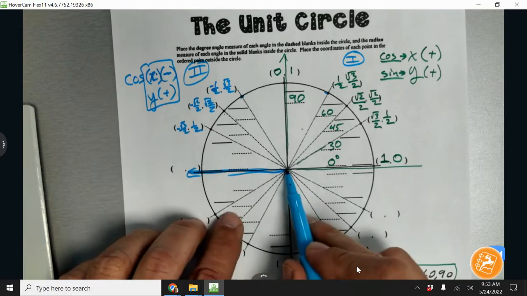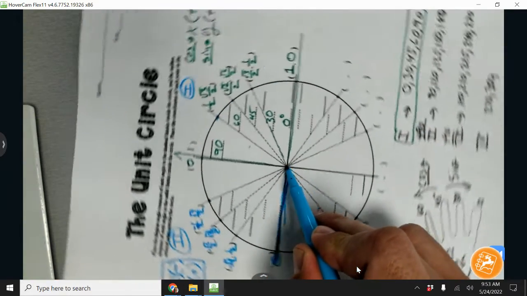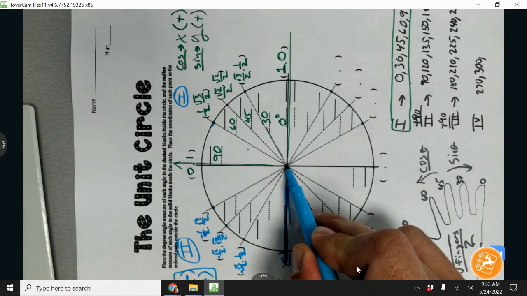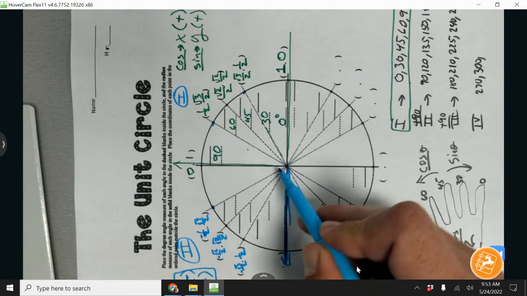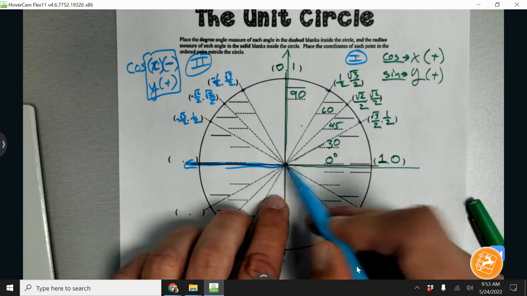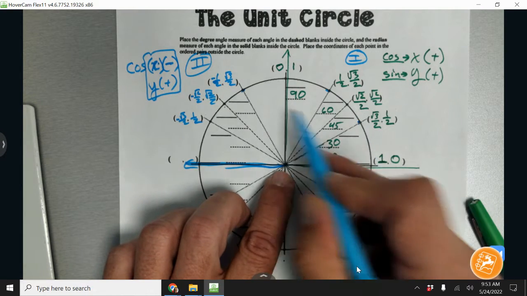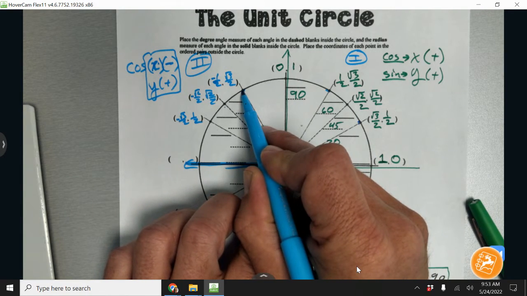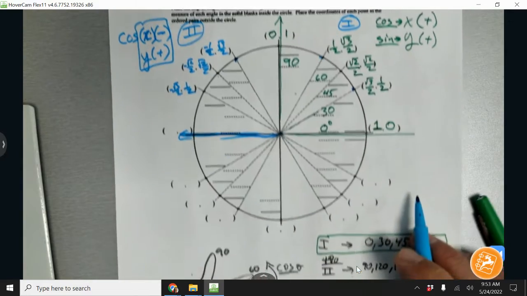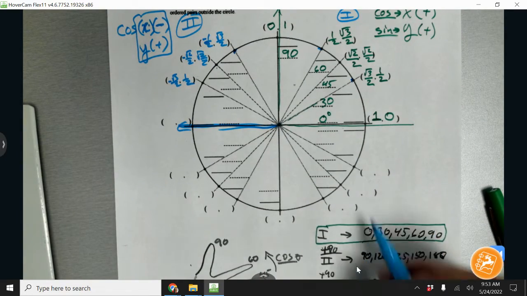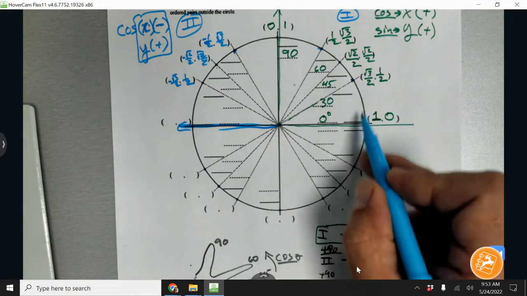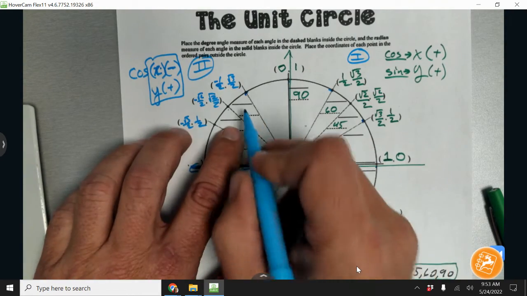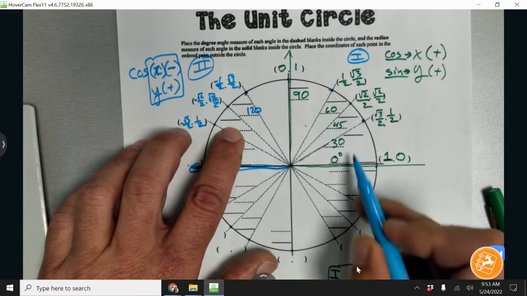If I were to take this here and shift it 90 degrees, this 30 degree ends up right here. So how do I get this to be over here at that point? I move it 90 degrees. So I take my 0 and add 90. 0 goes to 90. 30 goes to 120. So this is 120, right?